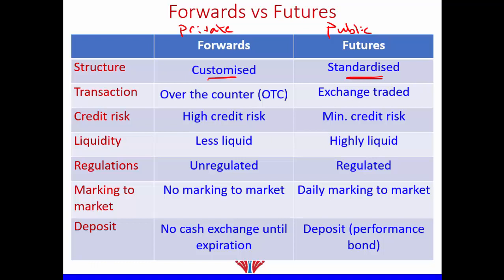Therefore, a futures contract is exchange traded. It's traded in the stock market. But a forward contract is a private contract, and that's why we call it over the counter, OTC, which means privately traded. We don't know about these contracts. Therefore, which one will have a higher credit risk, which we also call default risk or counterparty risk?